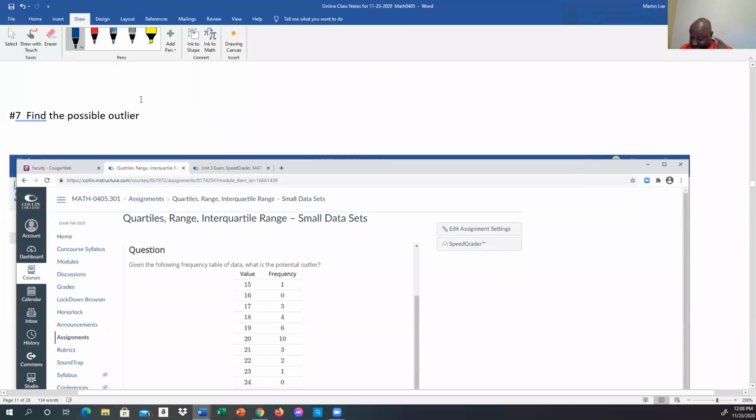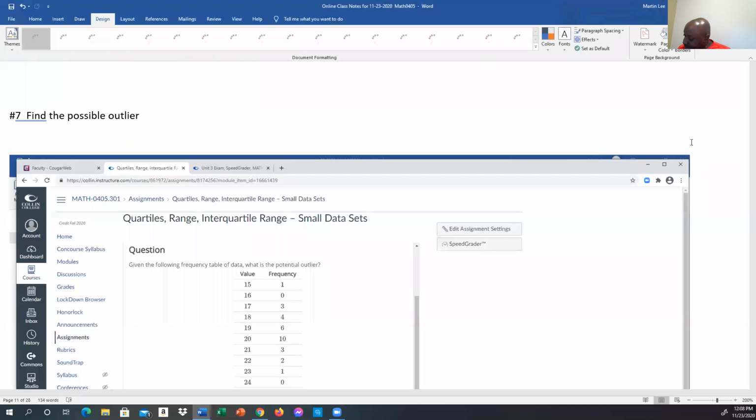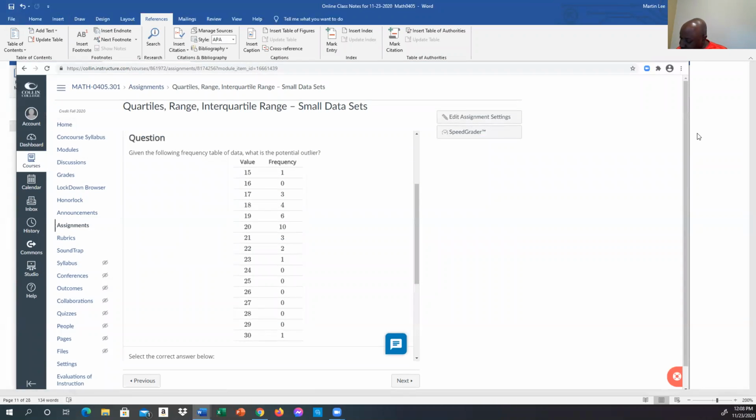All right, number 7, find the possible outlier. Outlier meaning a number that's either a whole lot less than the rest of the numbers or a whole lot greater than the set of numbers. They give us the data in this table here. My notes. This is number 7.